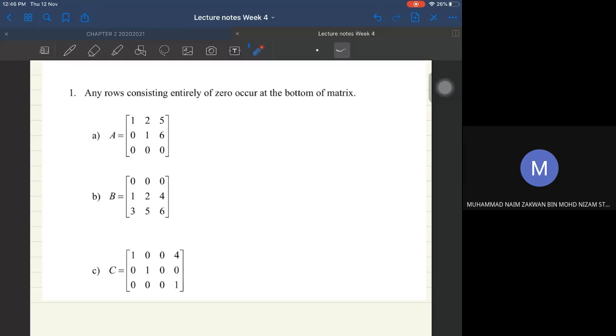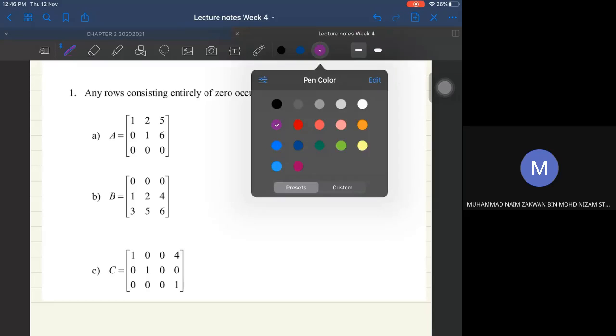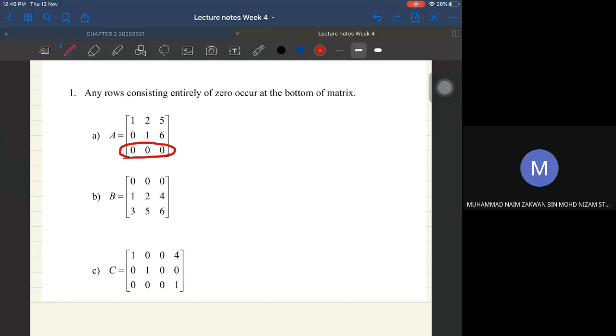REF. Yes, REF. Sebab apa? Dia ada semua row and row tu berada di bawah. Okay, so this is REF. For B, this is REF ke tak? No. Sebab apa? Sebab 000 ni ada kat atas kan? So not REF. So macam mana you nak bagi reason kalau dia bukan REF?